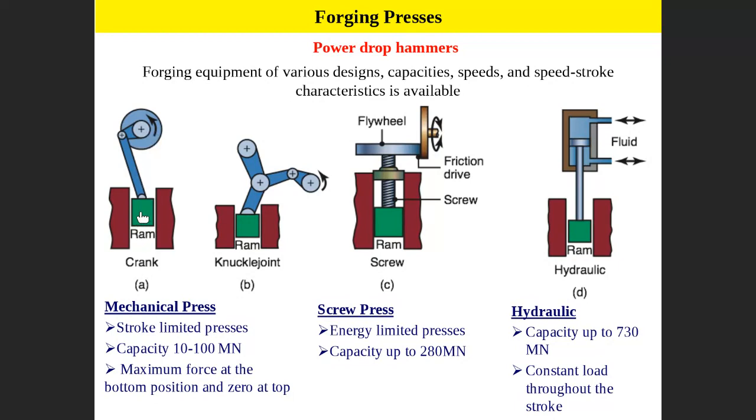So we drive the ram by using this. Same also here, by using a screw that is rotating. By friction, this one is rotating, and the screw moves up and down. When the screw moves up and down, the ram also moves up and down for hammering the workpiece. Here, by using fluid, you pump from down to up, then it pushes up. You pump liquid or oil from up to down, then it comes up and pushes down, moving up and down. These are the three types of the power drop hammer, right?